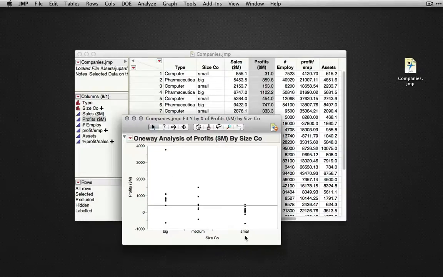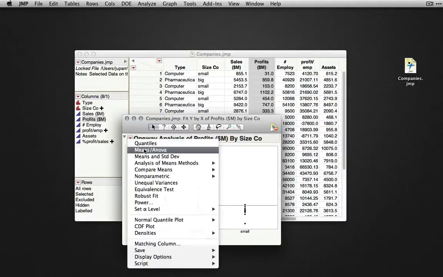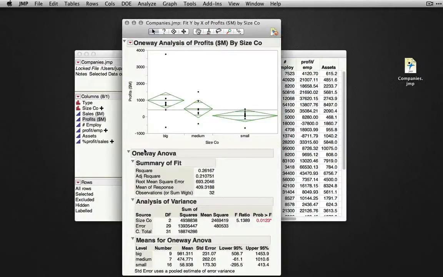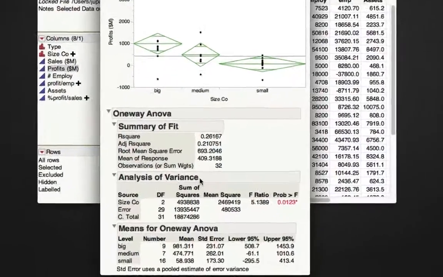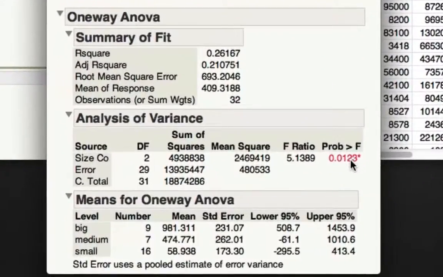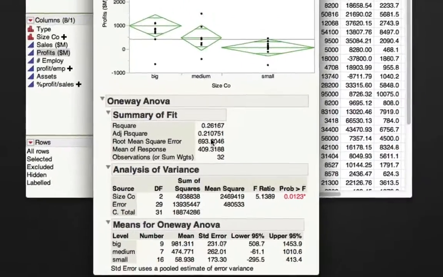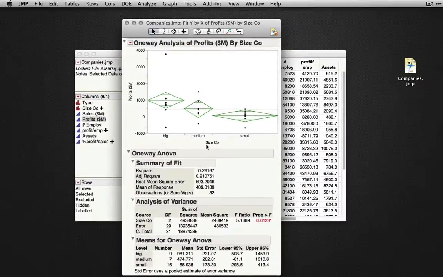companies. For a statistical analysis, I'll go to the red triangle and select Means/ANOVA, which will produce for us the standard one-way analysis of variance. Of particular interest will be our p-value, here indicating the probability greater than F, the F distribution, for these particular differences of means. Our p-value is less than the standard 0.05, so we can state that we have evidence that one of these means at least differs from one other.